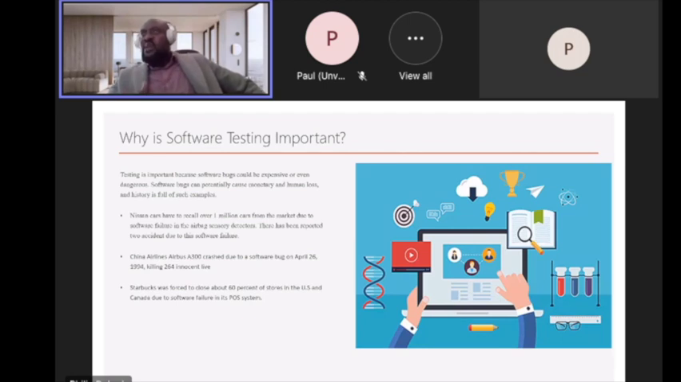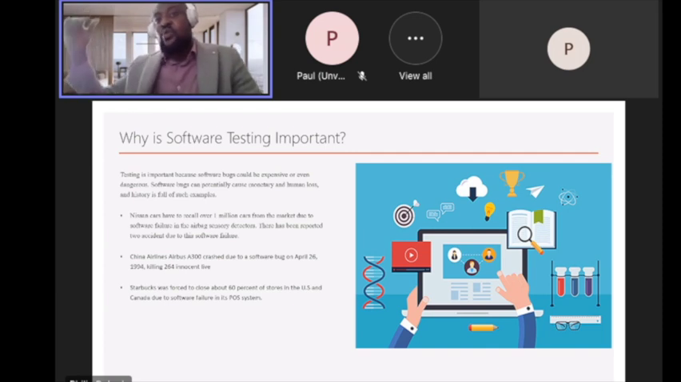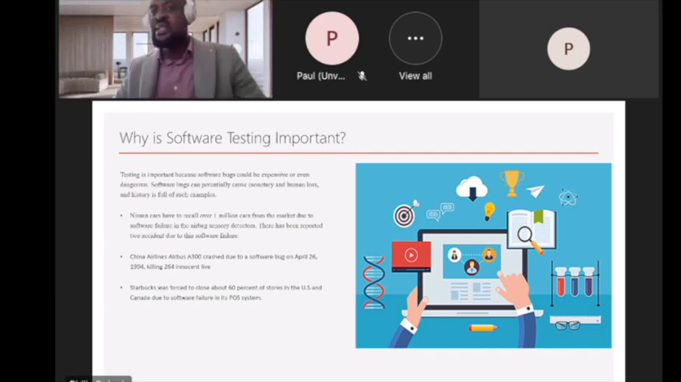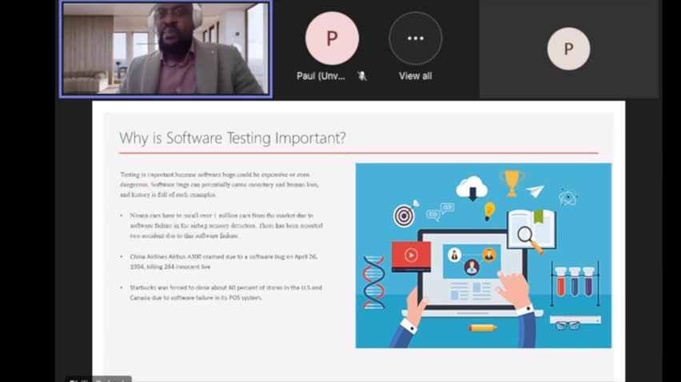We have China Airlines, which crashed, killing people because of a software error. Starbucks also closed 60% of their stores because of their POS payment system, which was collecting the wrong amount. So they had to close down 60% of their stores. Just imagine when you are in business and you have these errors because you've not tested your software properly. That is going to cause, mostly for CEOs and software managers, some people to have to resign when some of these errors happen.